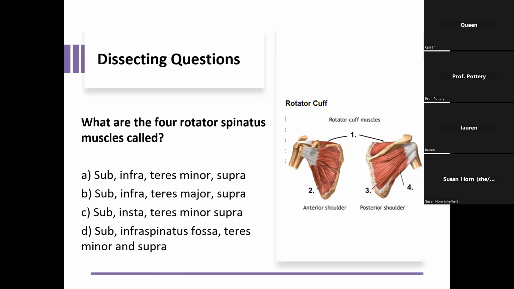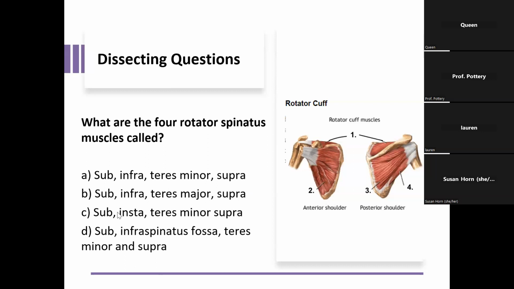So we've got the sub, we've got the infra, the teres, the supra. We've got the sub, the infra, the teres major, the supra. The sub, the infra, the teres minor, and the supra. The sub, the infraspinatus fossa, the teres, and the teres minor and supra. Let's see. All right, can you eliminate one right away?